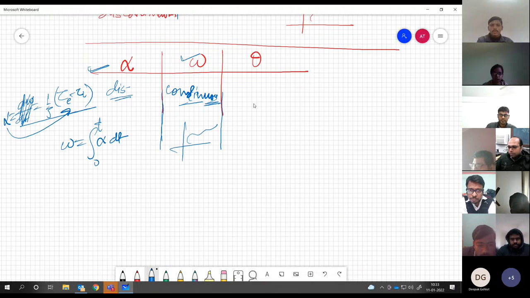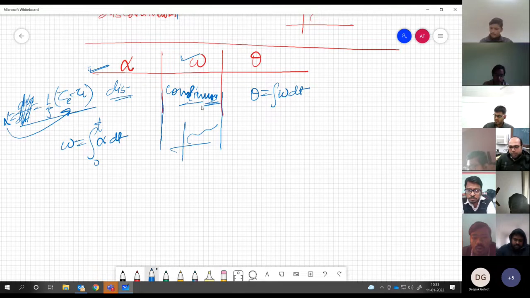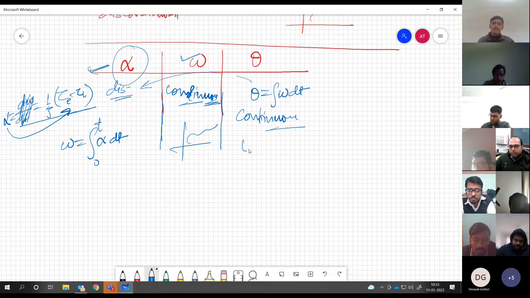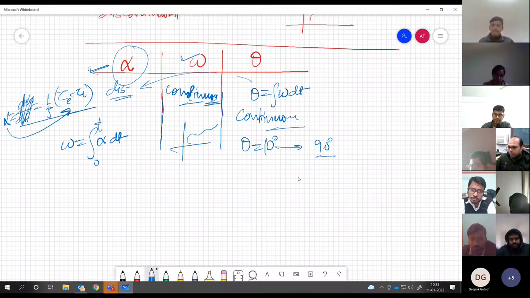How about theta? Continuous, yes, because theta is again the integral of speed. Which means this involves a two-level integration from the acceleration point of view. So position must be continuous. You cannot say that your machine was at position theta equal to 10 degrees and suddenly, within no time, it has shifted to 90 degrees. This cannot happen. There may be fast change, however fast, but it cannot be discontinuous.